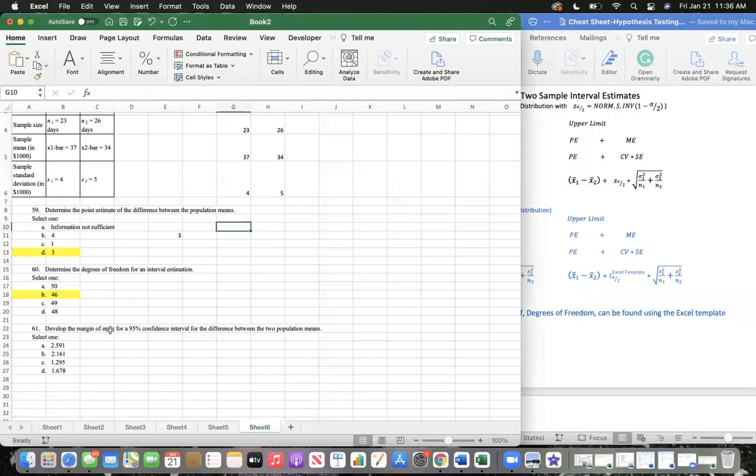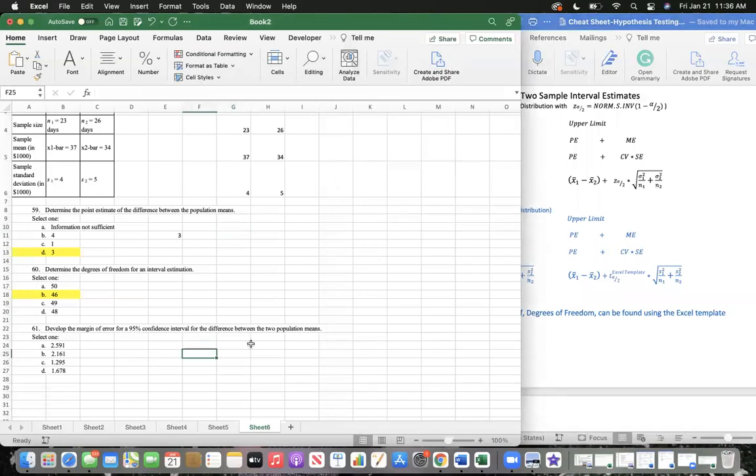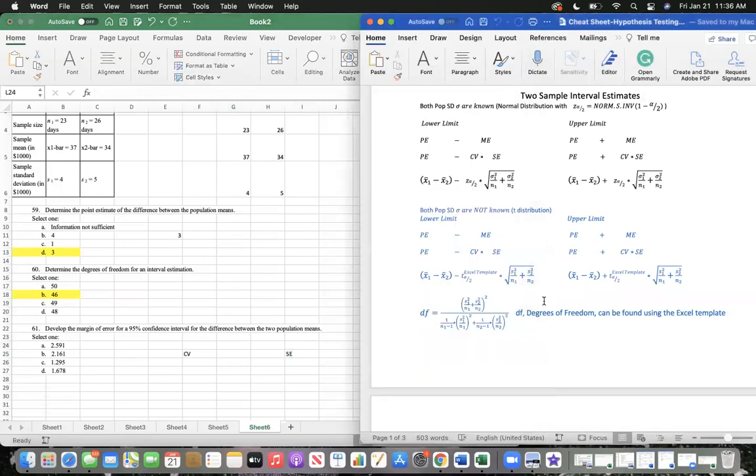61 is saying develop a margin of error for the confidence interval. So let's go back to this formula cheat sheet. You can see that we need to multiply our critical value times the standard error. So we need to get our critical value and our standard error. So how do we get our critical value? Our critical value is calculated by T of alpha divided by 2.